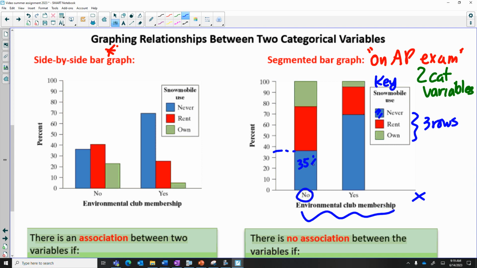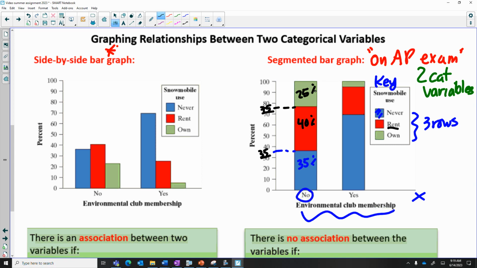Now to get the next segment, which is those who rented, that's the red, I would have to subtract, because this is 35 and this is about 75. I would have to subtract 75 minus 35 to get the percent of renters out of the nos. So that's going to be about 40%. And then the remaining green, which is the own, would be from 75 to 100, so that would be about 25%. So you basically add the segment on top of each other to create the segmented bar graph.